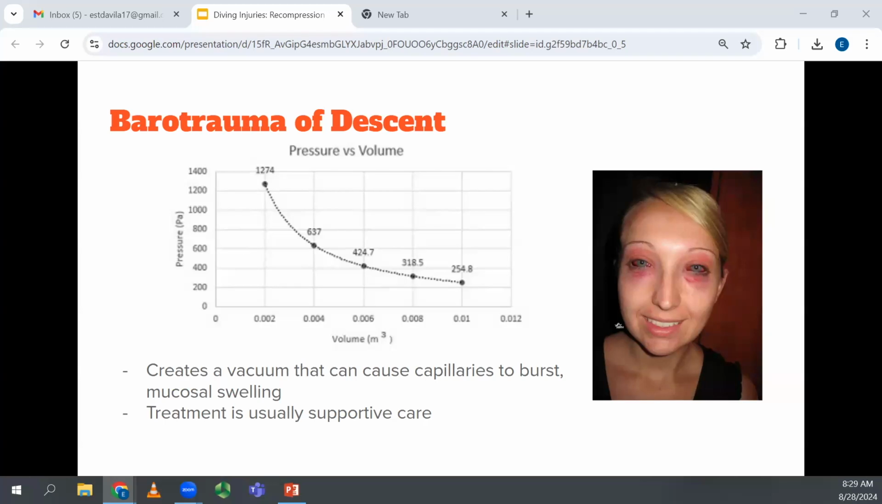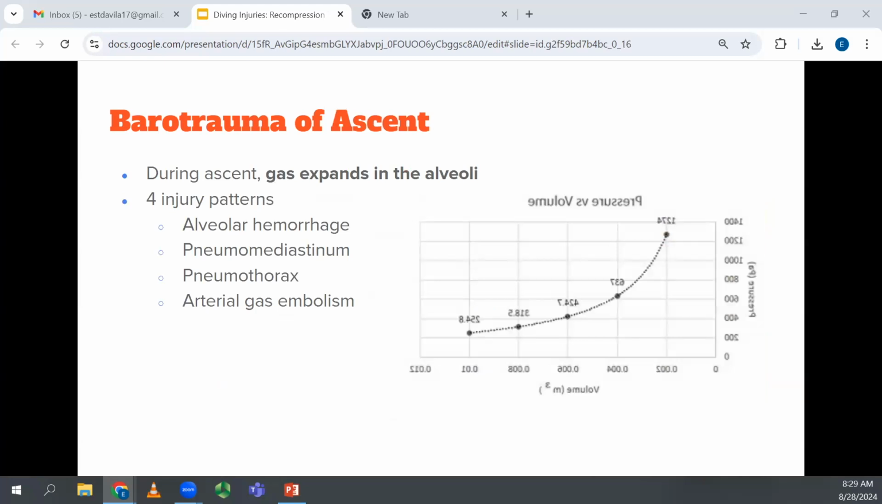You can also get neurologic, inner ear effects from the mask. So if there are hearing deficits, you can bring in ENT, but usually these are pretty minor. And then barotrauma of ascent happens as the gas expands in the alveoli. So as pressure decreases, the volume of the air goes back up. And so if the gas expands in the alveoli, it can cause four main injury patterns, which are kind of like complications or progressions of the one before it.